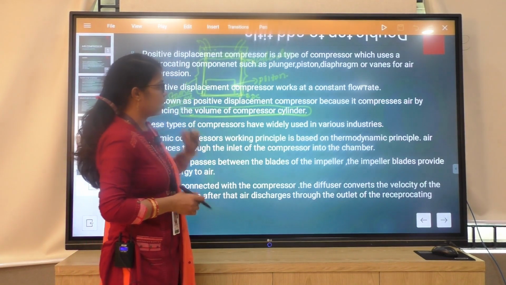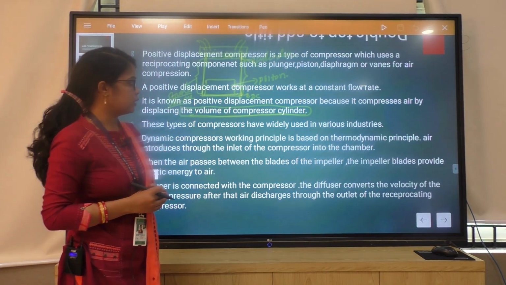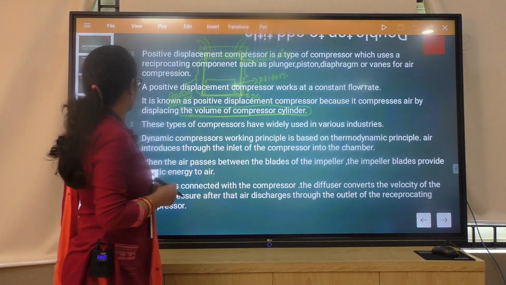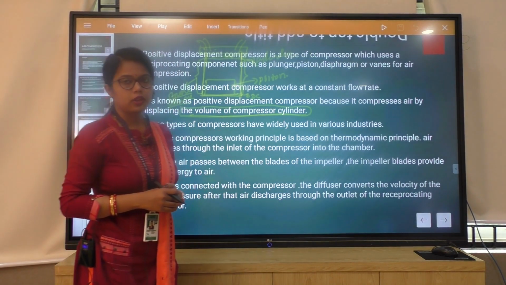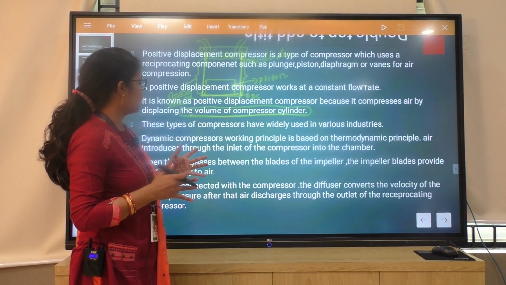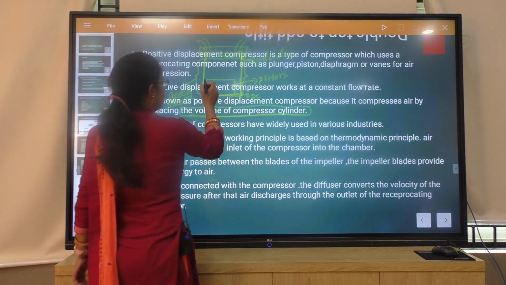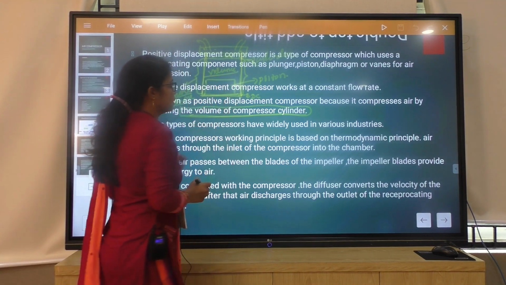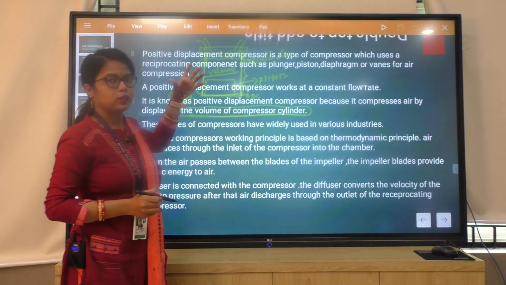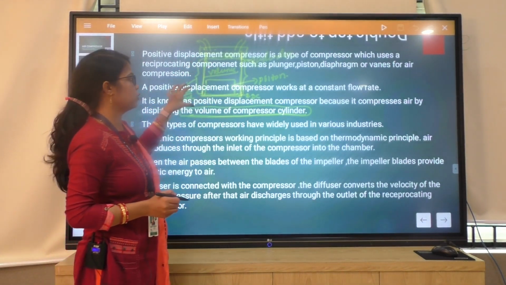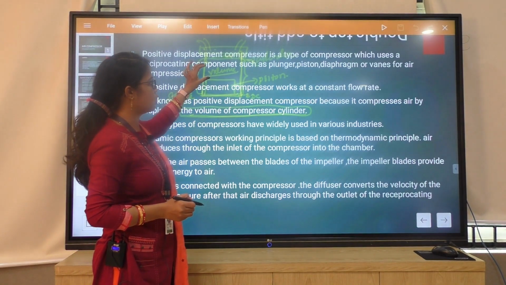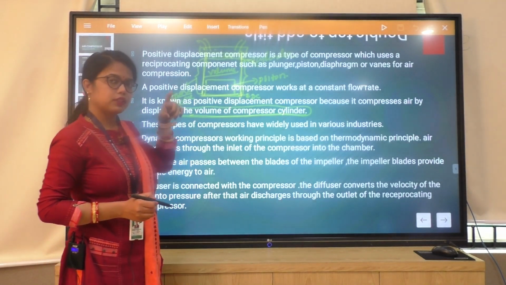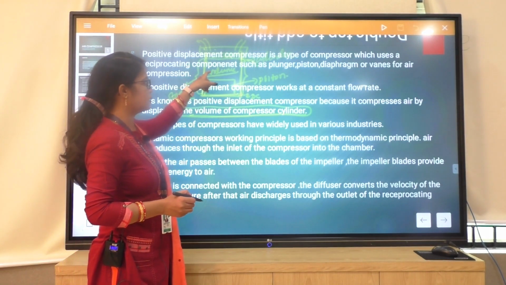And what happens in this positive displacement type? It compresses the air by displacing the volume of the compressor cylinder. That means this cylinder is carrying some volume. We are displacing the volume of the cylinder by using some compression means. That means by using the piston we are displacing the volume of the cylinder, and after that it is compressing the air which is present inside the cylinder.